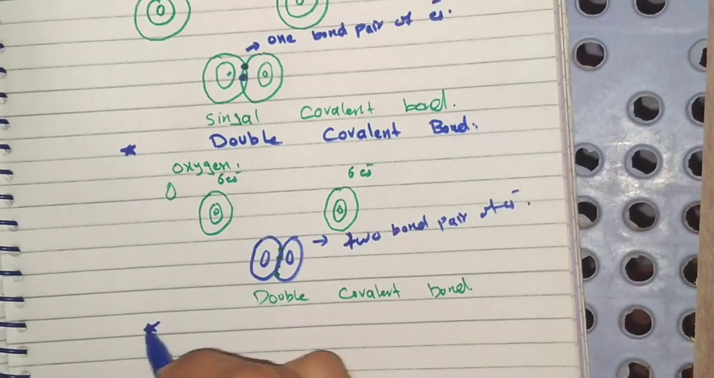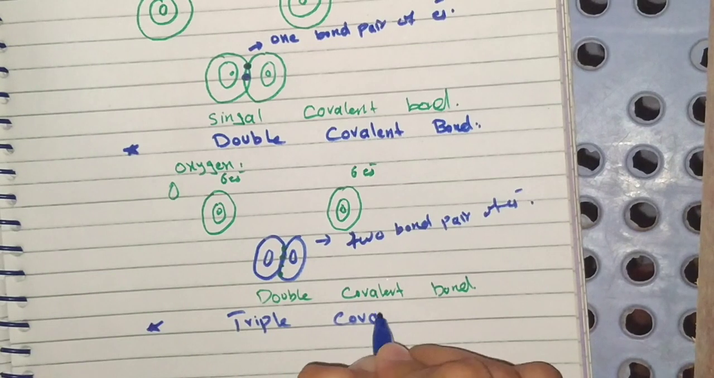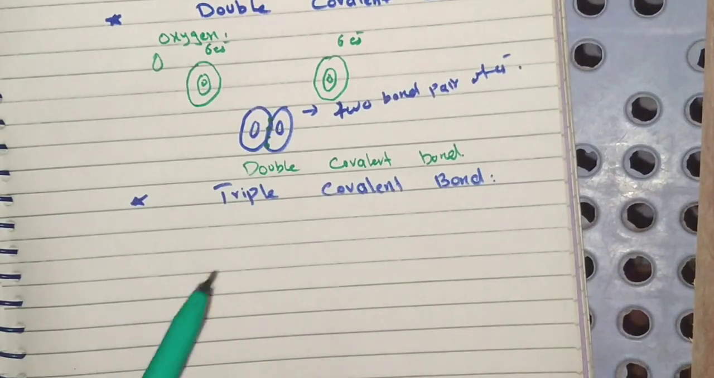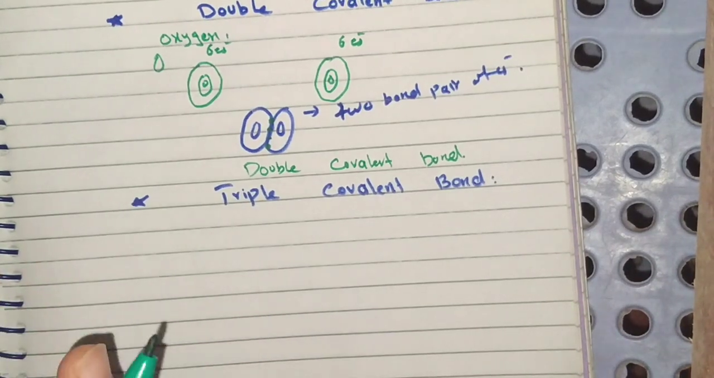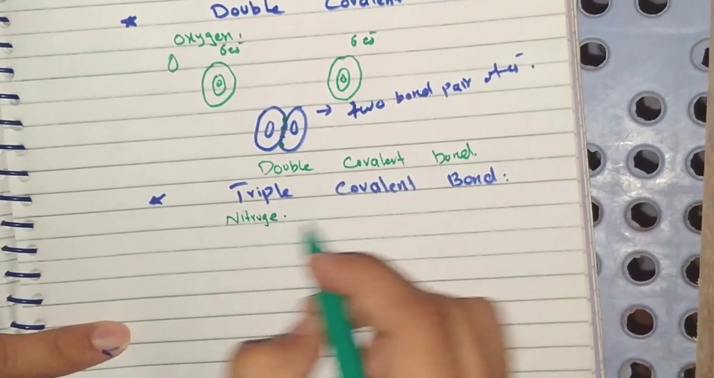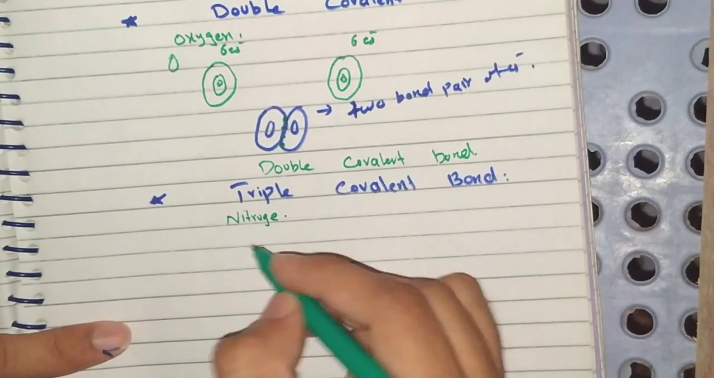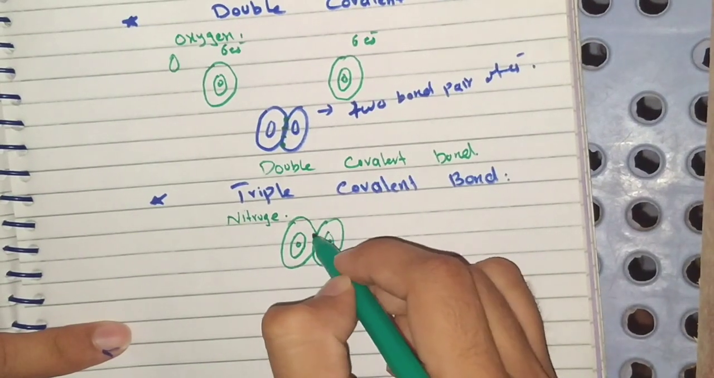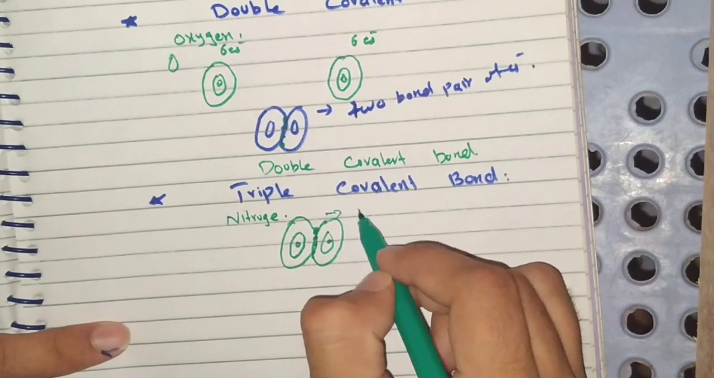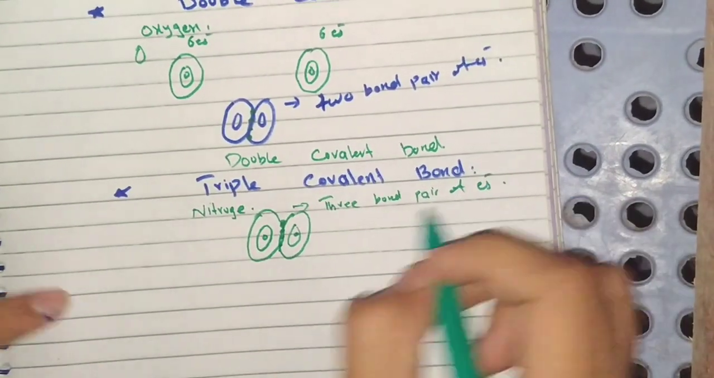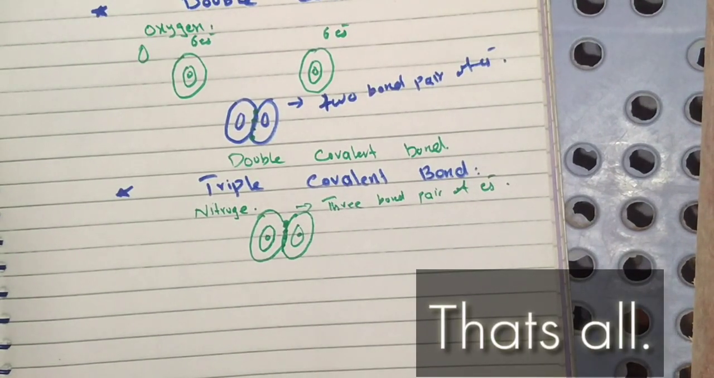Now here I am going to explain triple covalent bond. What is triple covalent bond? For triple covalent bond, I am going to take an element of group 5, because it needs 3 electrons to complete its octet. So I am here taking nitrogen. Nitrogen needs 3 electrons to complete its octet. So they share 3 bond pairs of electrons here.